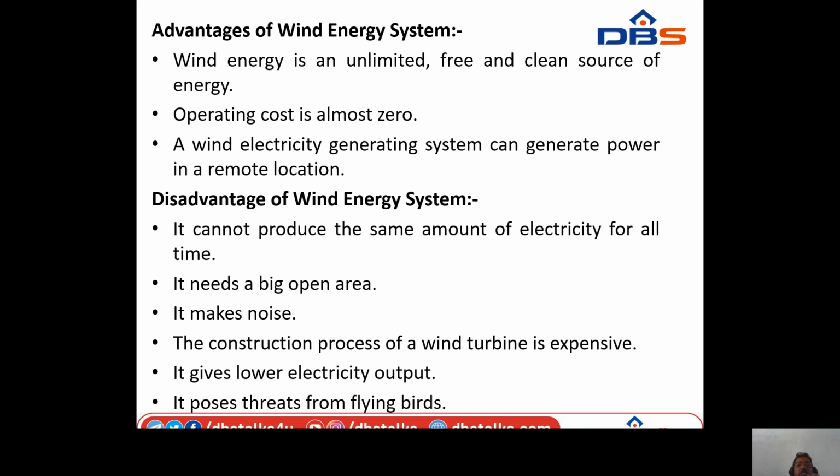Disadvantages of the wind energy system: it can't produce the same amount of electricity all the time. It needs a big open area. It makes noise. The construction process of a wind turbine is expensive. It gives lower electricity output. It poses threats to flying birds.